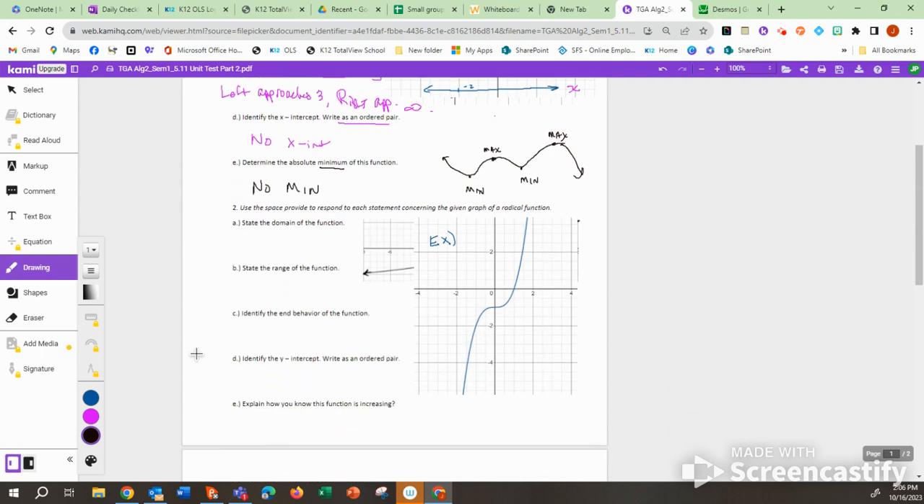Okay. All right, 2a, state the domain. This graph reaches the end of the window, the viewing window, so we can assume that both of these ends have arrows.